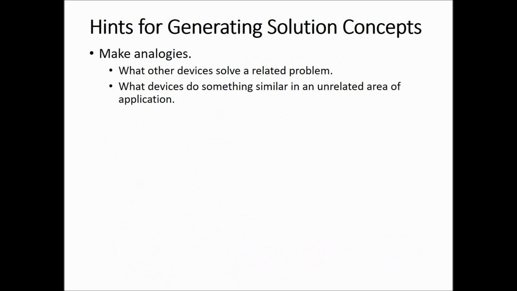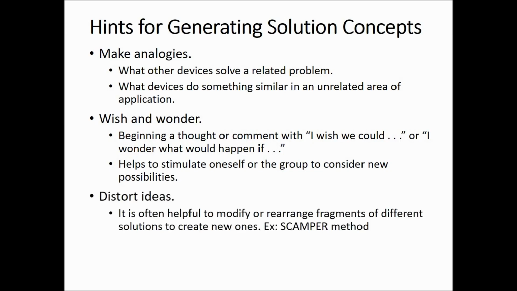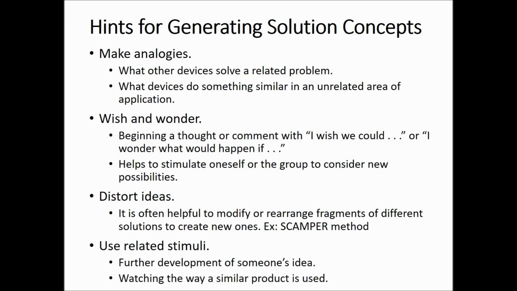And some hints, some tips for generating solution concepts. Always make analogies, that is, how others have solved these similar issues. And you can create your own wish list and your own dreams, and you can discuss and decide how these wishes can be implemented. And you can generate ideas through distorting ideas. So when you have an idea, you can distort it, you can change it as you wish and see whether you can generate new ideas.